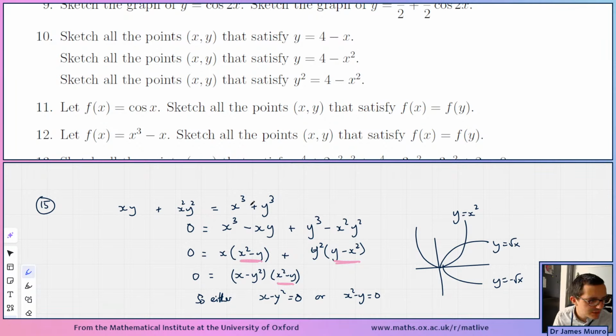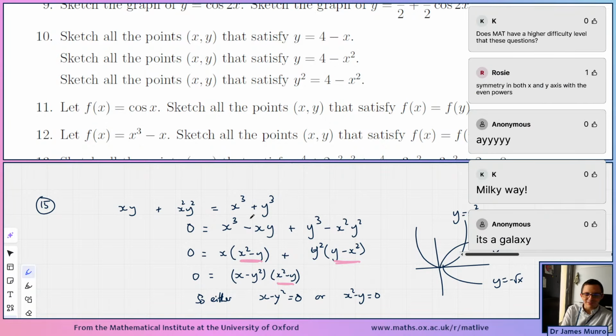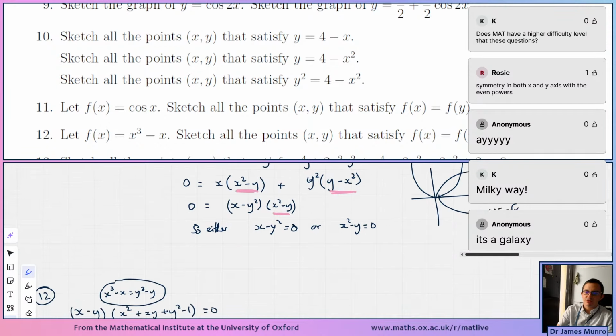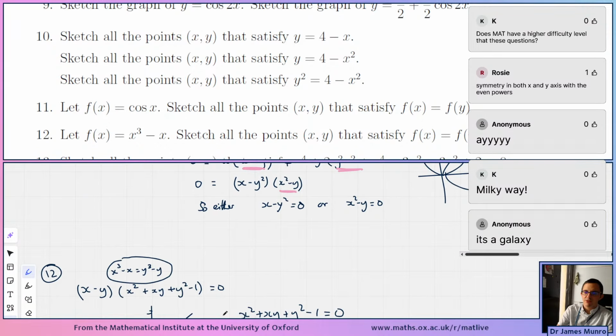Right. Symmetry in both x and y. Oh, Rosie's telling me about symmetry. Right, okay. People are doing interpreting graphs, which is nice. Rosie says symmetry in both x and y axes. With the even powers, I think possibly talking about this one?